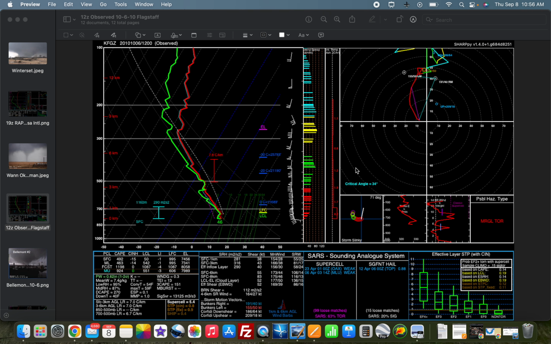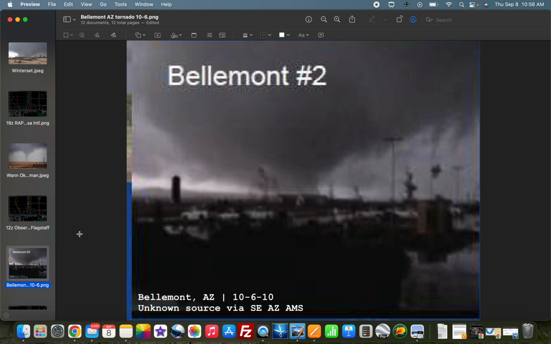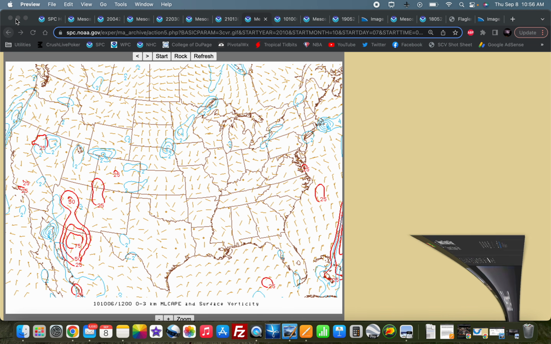And that was able to be stretched into the vertical very efficiently here, with multiple tornadic supercells in the morning hours and early afternoon hours of October 6, 2010, including this EF2 tornado that went through the town of Belmont. So once again, let's take a look.